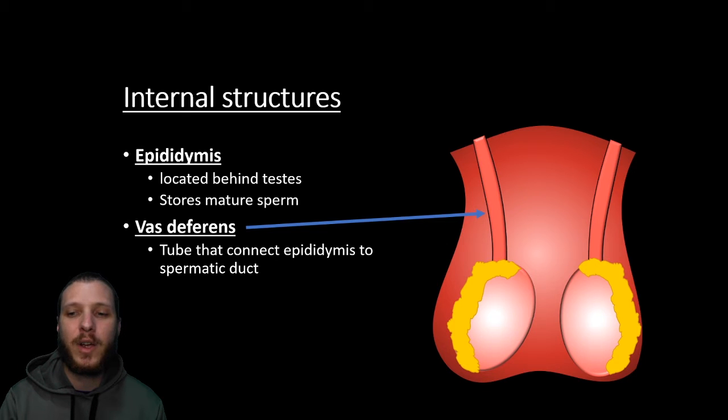Connecting to the rest of the urogenital tract, we're going to have the vas deferens, and this is going to be a tube that connects the epididymis to the spermatic duct. So again, we need these ducts to allow the sperm to exit the body.